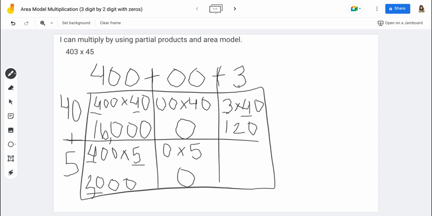Last box, I'm doing 3 times 5. I can use skip counting to solve that. It is 15. Now I'm not done here.